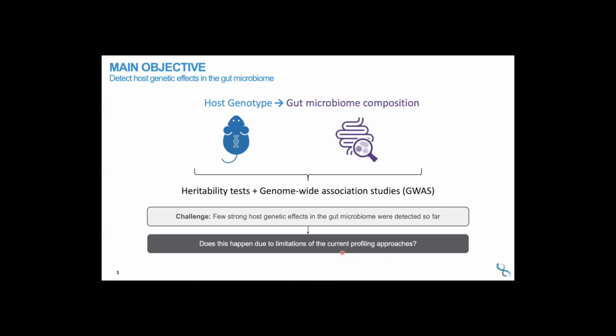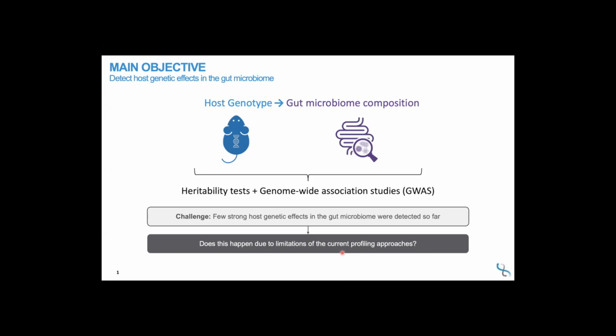So why do we target the detection of host genetic effects in the gut microbiome? We all know that there are many associations that were shown in the past between the gut microbiome and the host complex diseases. And we also know that each one of us has a different gut microbiome composition, which led us to think, okay, can these different microbiome compositions be caused by our unique genetic makeup?